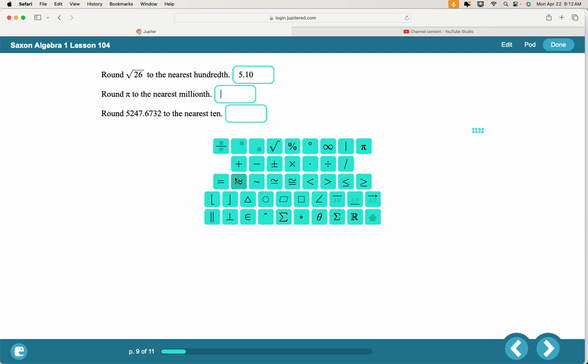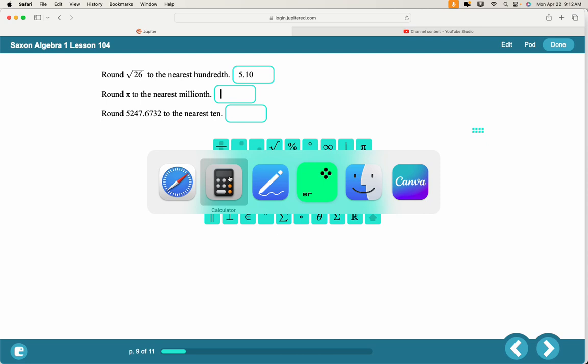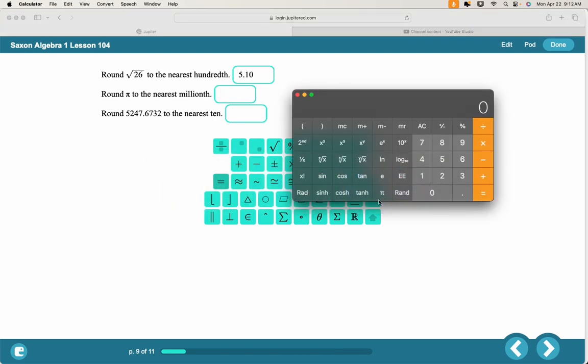You want to round this to the nearest millionth. So again, on your calculator, that's all you're doing. You're going to click pi. And the millionth would be, let's see, this is 10th, 100th, 1000th, 10,000, 100,000, millionth. So this would be rounded to a 3. So 141,593.